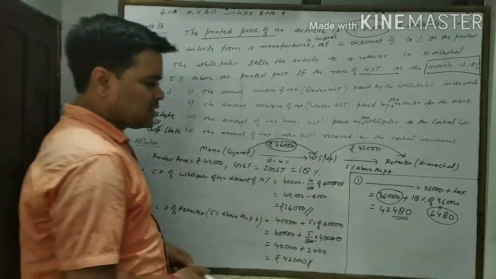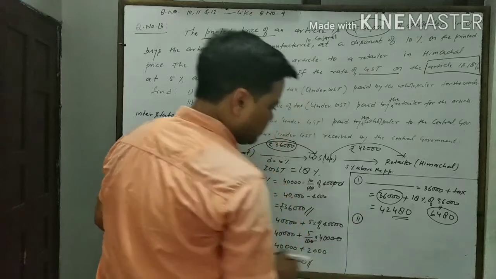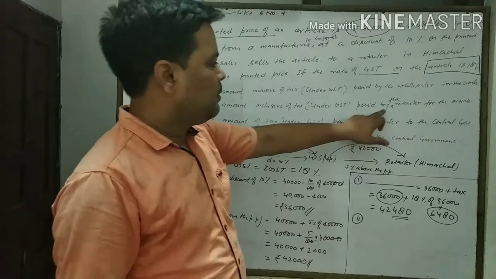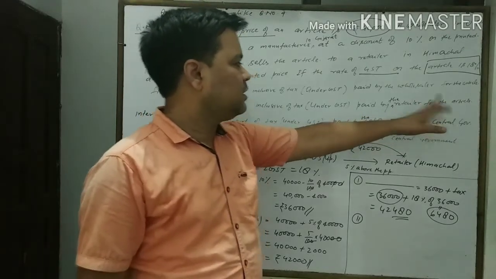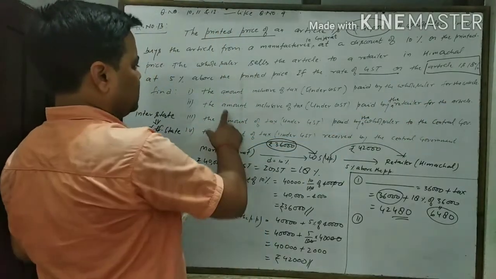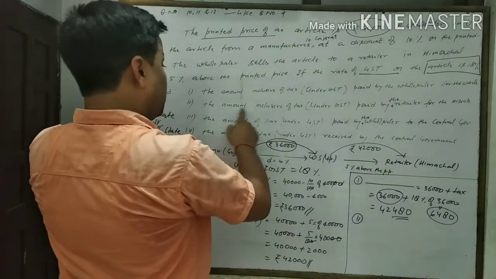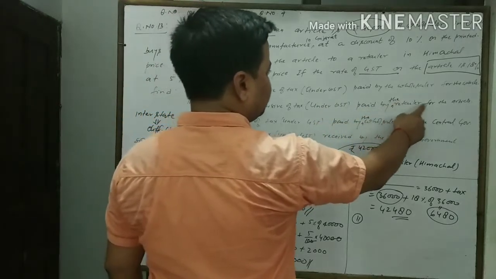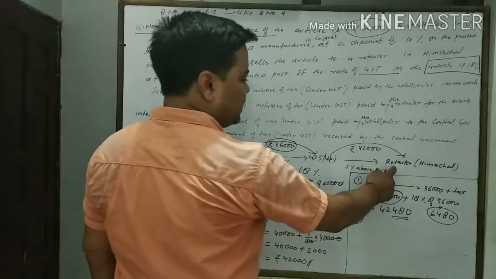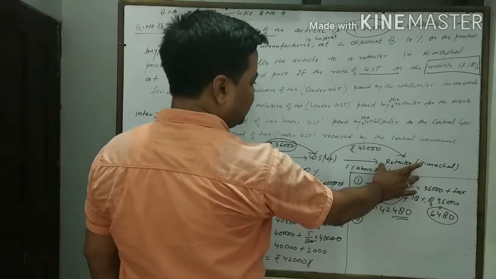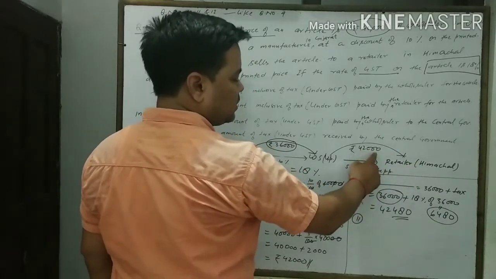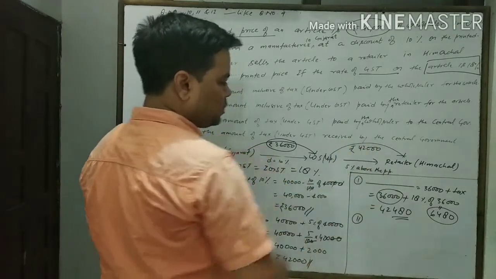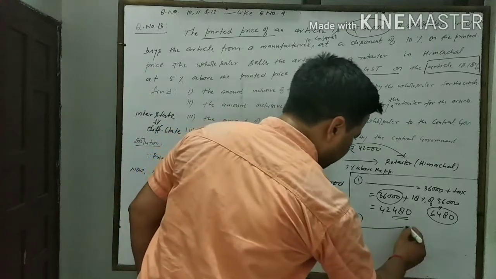Now let us see the second part of the question, which is the amount inclusive of tax under GST paid by the retailer for the article. Since the cost price of the retailer is 42,000 excluding the tax, the retailer pays the tax only on 42,000 rupees. So here we write the statement.